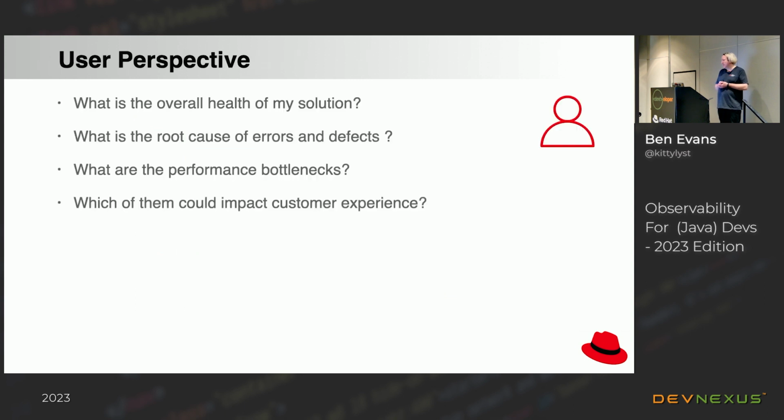Okay? And apart from anything else, the user perspectives haven't changed. Users still want to know the same things. They want to know, how is the solution doing? What are my root causes? What are the performance bottlenecks? And what is potentially impacting customer experience? Those are probably the top 4 questions that any user of an observability system is going to want to answer.